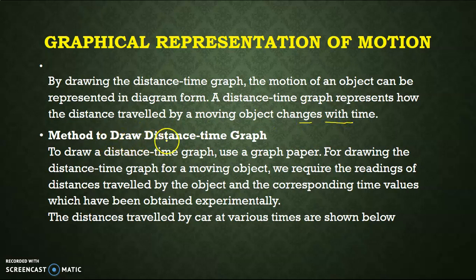Method to draw the distance time graph. To draw a distance time graph, use a graph paper. It is very important, always use a graph paper to draw this distance time graph. For drawing a distance time graph for a moving object, we require the reading of distance traveled by the object and the corresponding time values which have been obtained experimentally. The distance traveled by a car at various times is shown below.